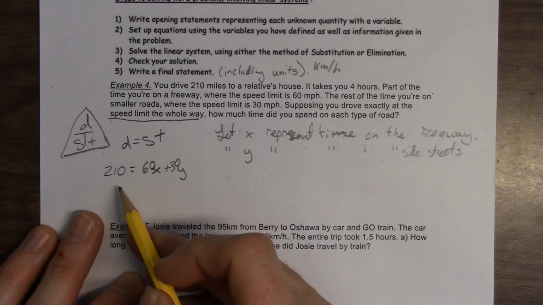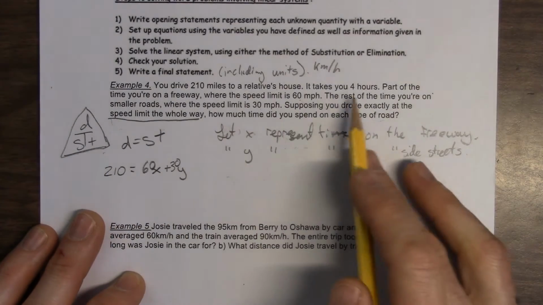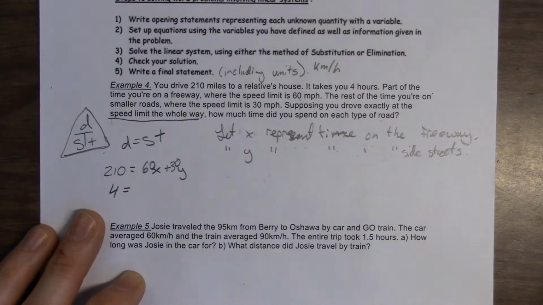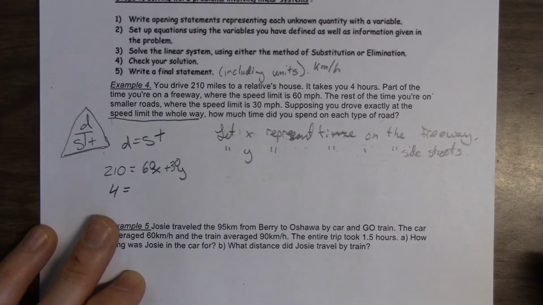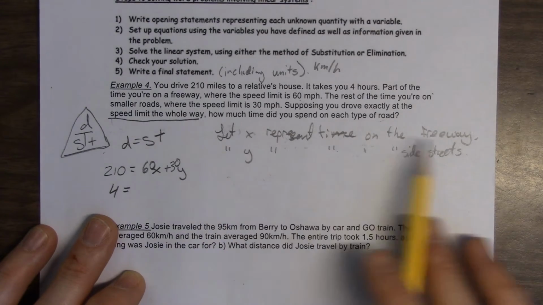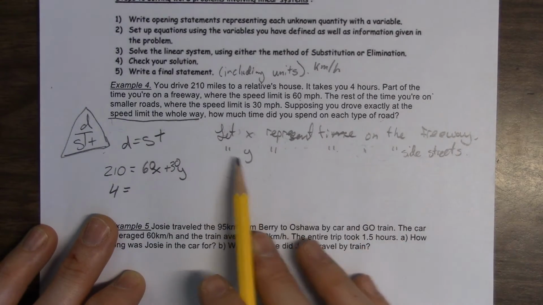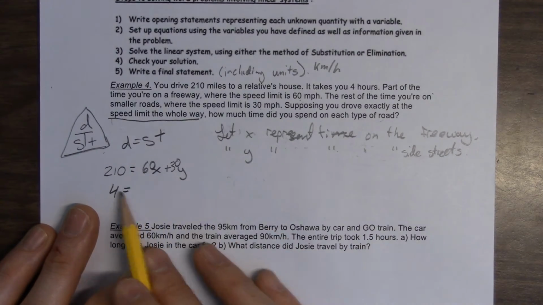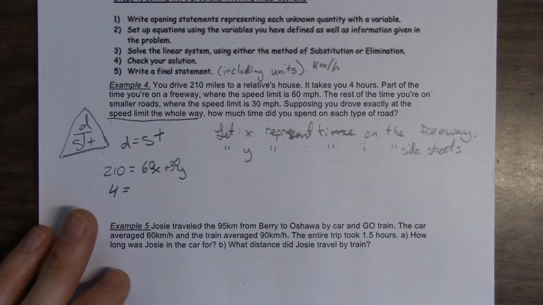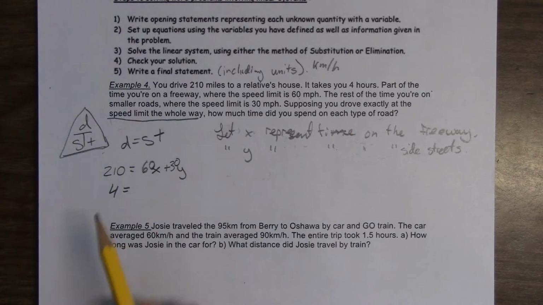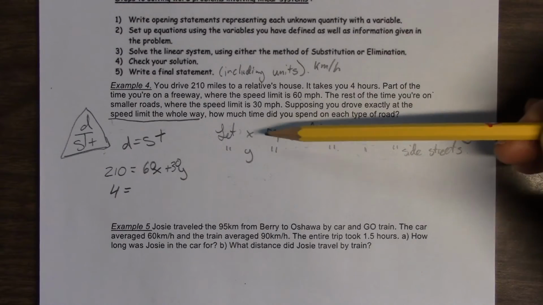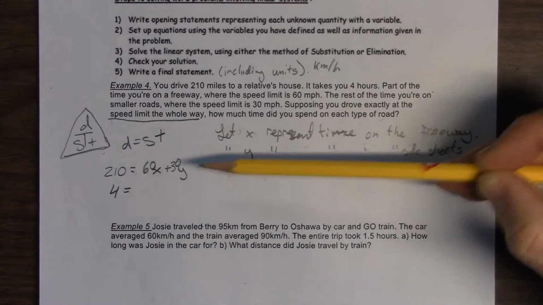Okay, now the other equation is a lot easier. We know the total time takes us 4 hours, so our time is 4 hours, right? And we know that our time on the freeway is represented by X, and our time on the side street is represented by Y. So Rudy, what would the equation be here? We know our total time is 4, right? Now we have our two time variables here and here. So what would I write here?